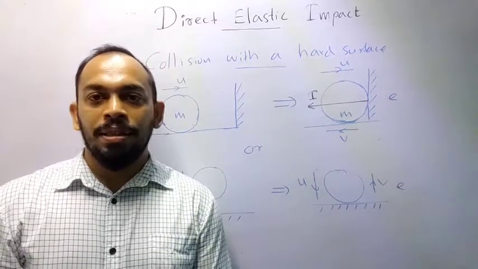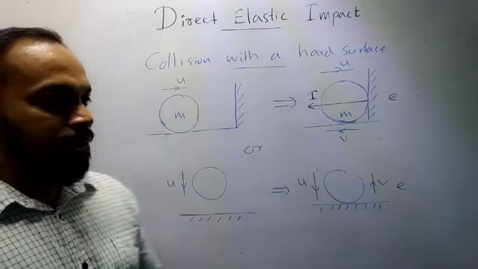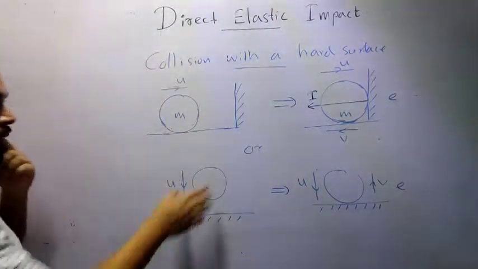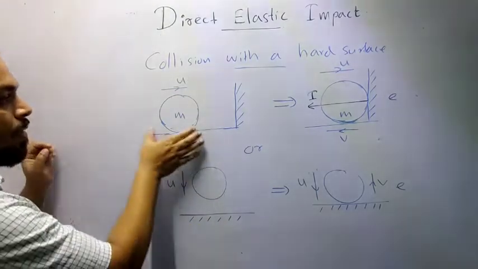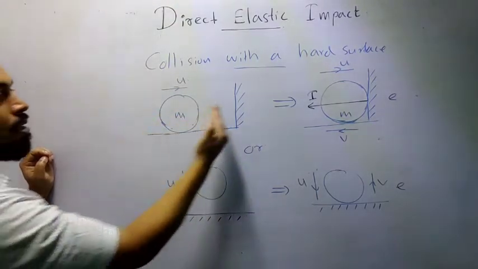Right. So collision with a hard surface. What will happen? This is just like a face to face collision, no difference. I have shown two examples. One is when a ball is moving in a horizontal plane and it hits a hard surface.